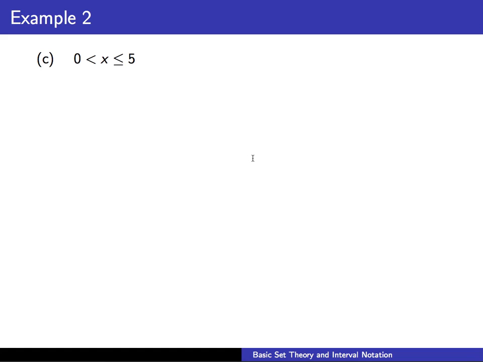All right, here we have part C, x is between 0 and 5, where it can't equal 0, but it can equal 5. So if we look at our number line, for x's greater than 0, we can put that above the number line and open circle where 0 is, and we would shade to the right forever. And then for our second part, we have x is less than or equal to 5.